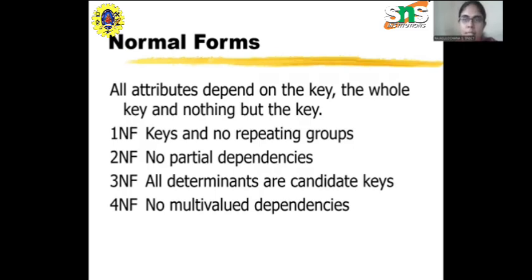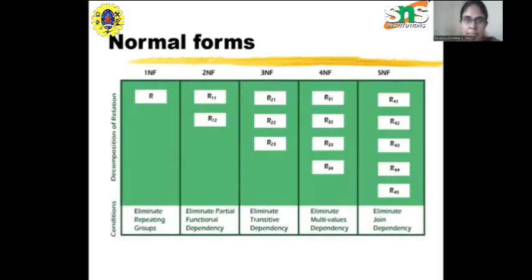So first, here are the prerequisites or the conditions for a given relation to be in that particular normal form. So if a relation wants to be in first normal form, it should not have any repeating groups. Similarly, if a relation wants to be in second normal form, there should not be any partial dependencies. And if it wants to be in third normal form, there should not be any transitive dependency. So by means of transitive dependency, we say all the determinants should be candidate key. And if it has to be in fourth normal form, there should not be any multi-value dependencies.